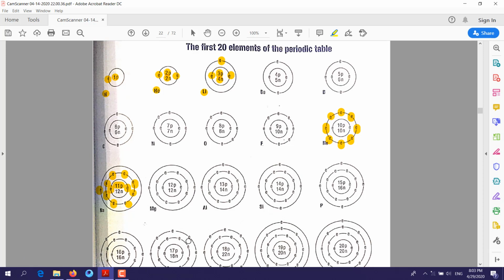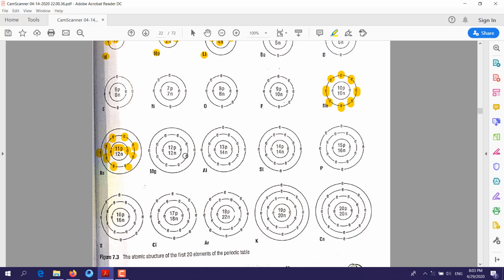So if you have a question that says draw an atom, and you have a specific number of protons, they will give you the number of protons. You should know that the number of protons is equal to the number of electrons. How many orbits you will draw depends on the number of electrons that you have. Okay, but you need to focus on this first orbit.